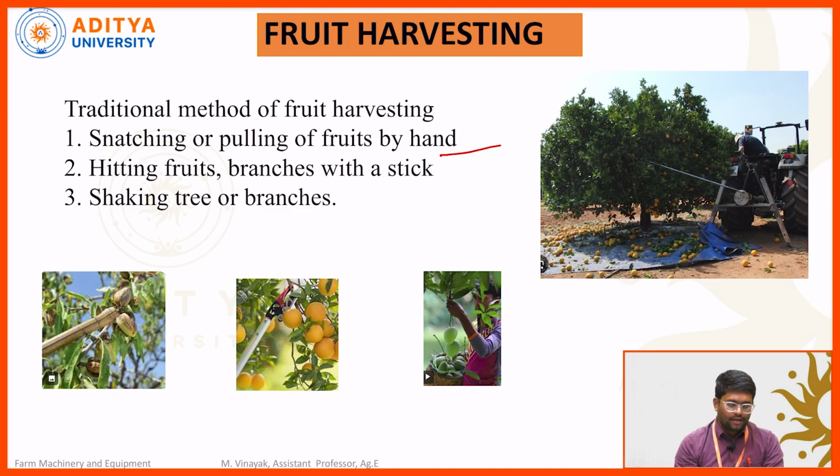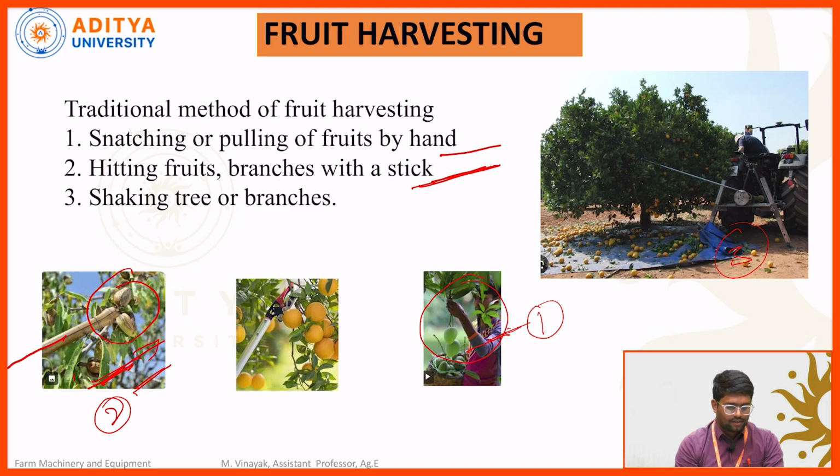Next one is hitting fruits and branches with a stick. Here we can see this image of hitting the fruits with the stick. This one is the second method, the first one is the first method, and this one is the third method. So first one, snatching or pulling the fruit. Here one laborer is pulling the fruits from the tree. So here, hitting the fruits and branches with the stick.